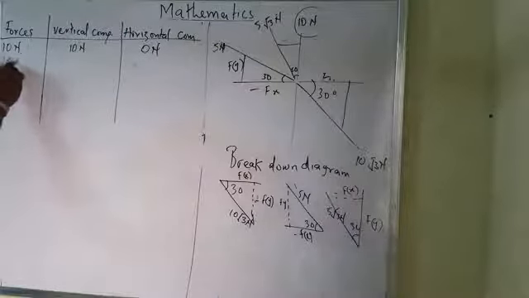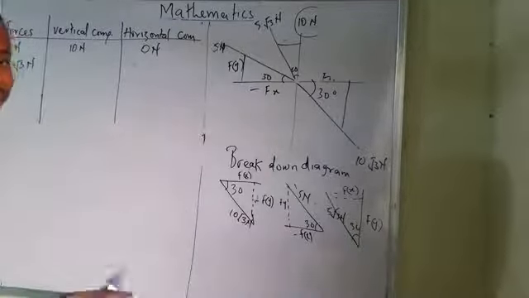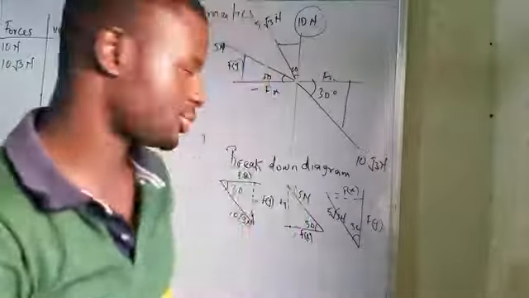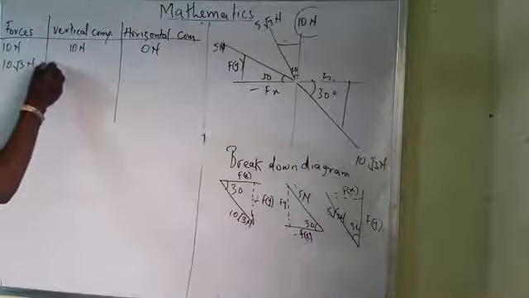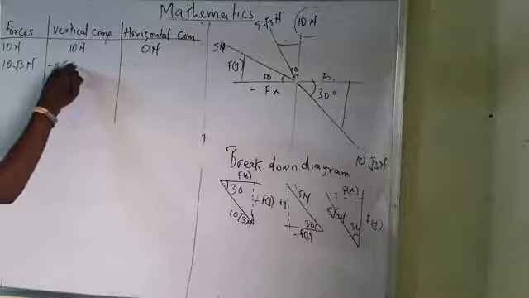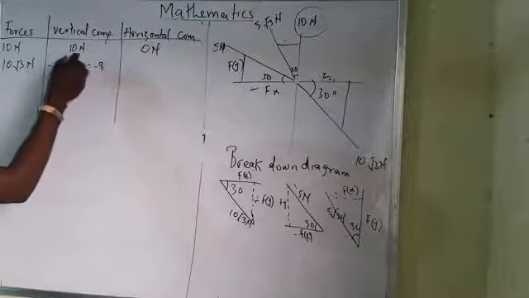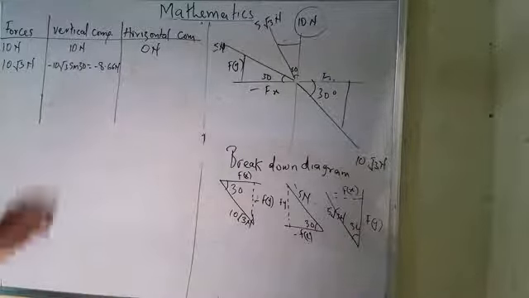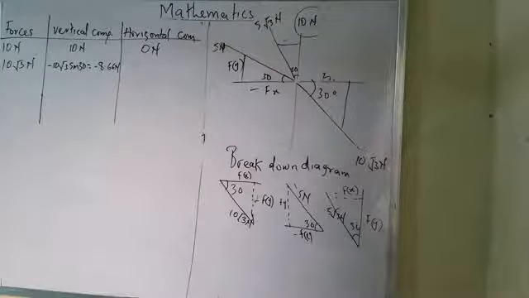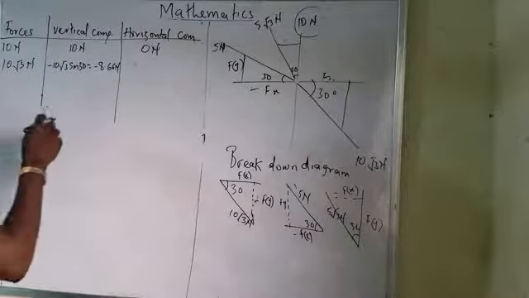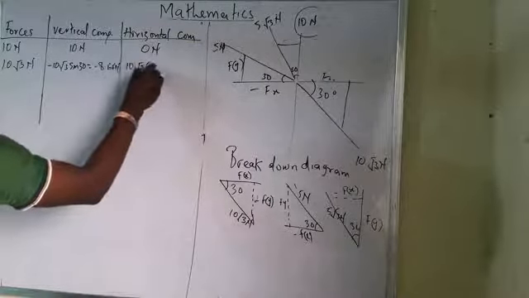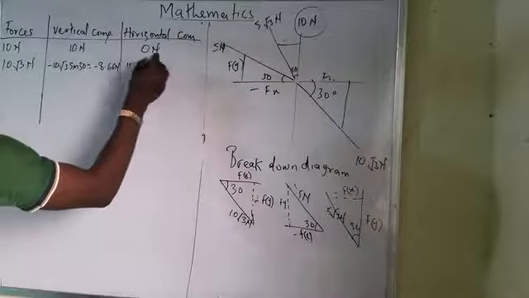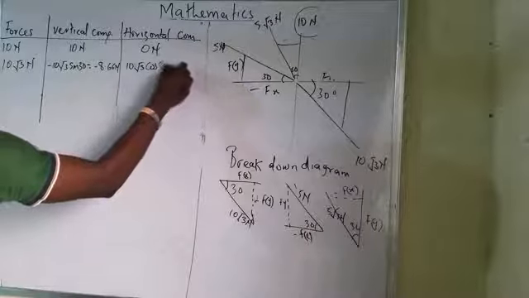Now in the next one I'll be having 10 root 3 Newton. Hope you know I'm just using sine and cosine. Don't forget I'm interacting with sine and cosine. With our previous video you will understand that now, which I'll be having minus 10 root 3 sine 30. Calculator, please. Okay, now I just draw my calculator here. Now what I have next is 10 root 3 cos 30, which I'll be having 15 Newton.